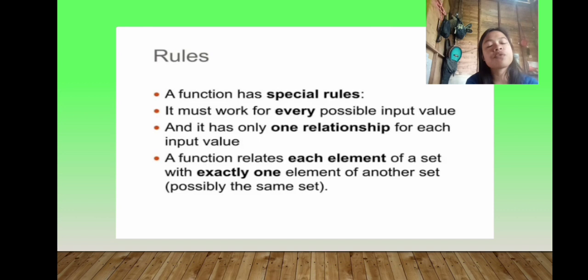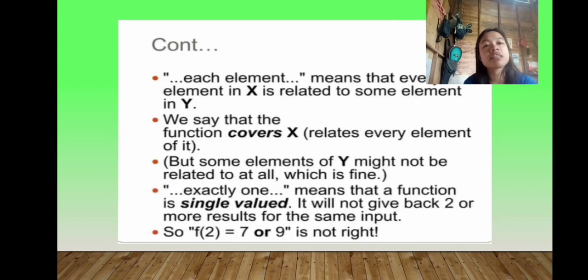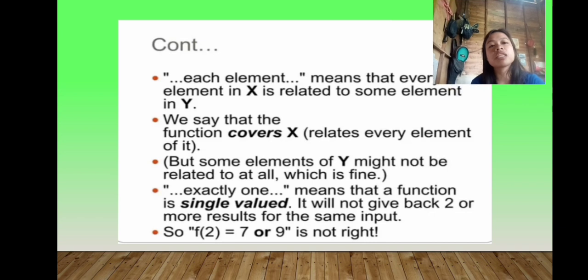Rules. A function has special rules. It must work for every possible input value, and it has only one relationship for each input value. A function relates each element of a set with exactly one element of another set, possibly the same set. Each element means that every element in X is related to some element in Y. We say that the function covers X, relates every element of it, but some elements of Y may not be related to at all, which is fine.